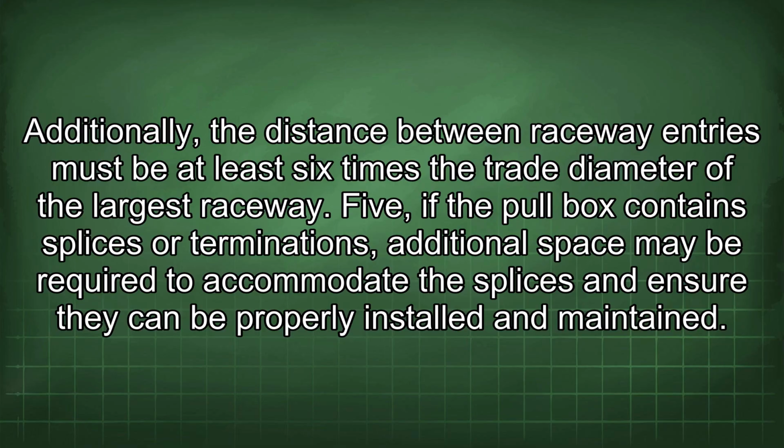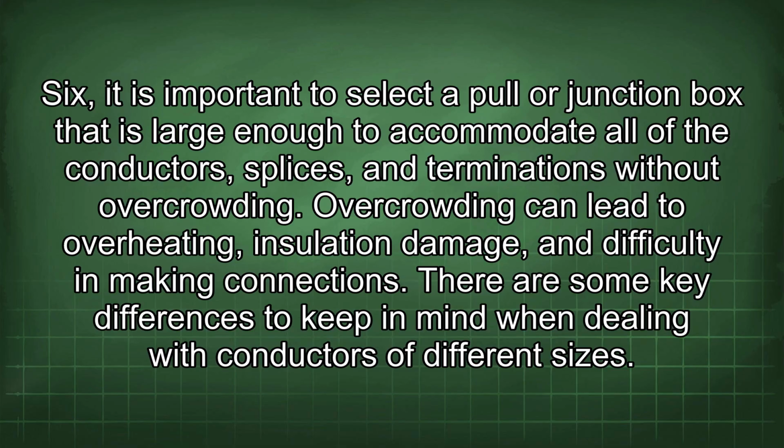5. If the pull box contains splices or terminations, additional space may be required to accommodate the splices and ensure they can be properly installed and maintained. 6. It is important to select a pull or junction box that is large enough to accommodate all of the conductors, splices, and terminations without overcrowding. Overcrowding can lead to overheating, insulation damage, and difficulty in making connections.